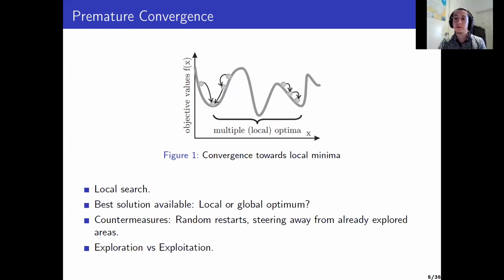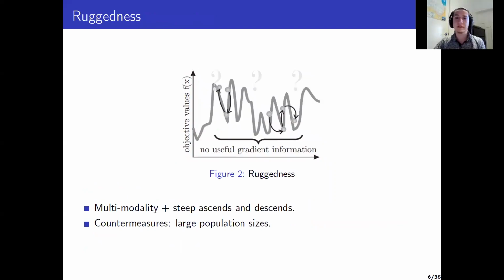Another problem that we might have is ruggedness. In this case, the gradient information that we might collect from evaluating different points is not useful because we have multiplicity and we have steep ascents and descents. So in these cases, a countermeasure would be using large population sizes, so testing a large number of different starting points.